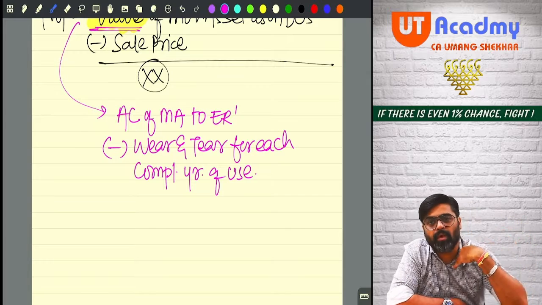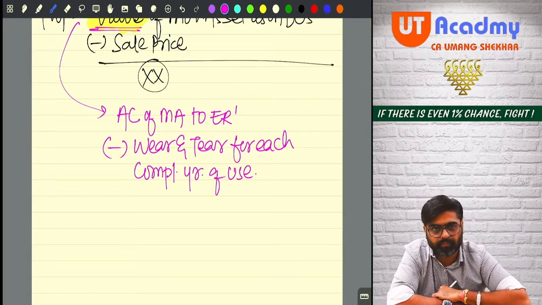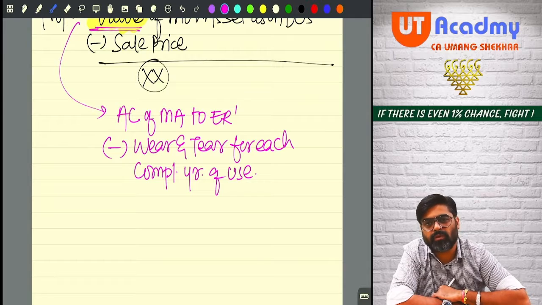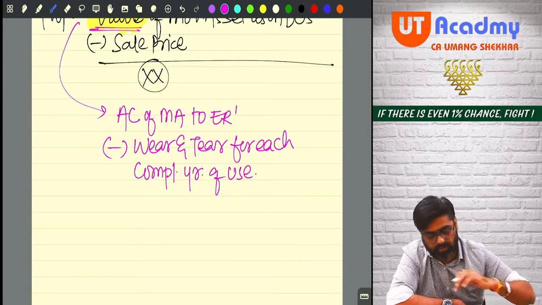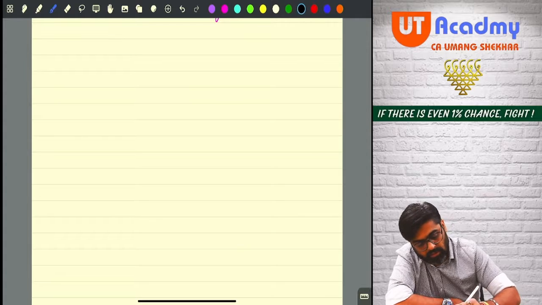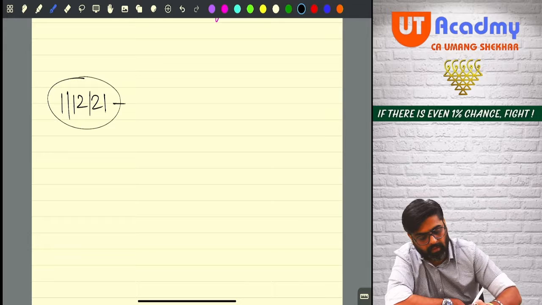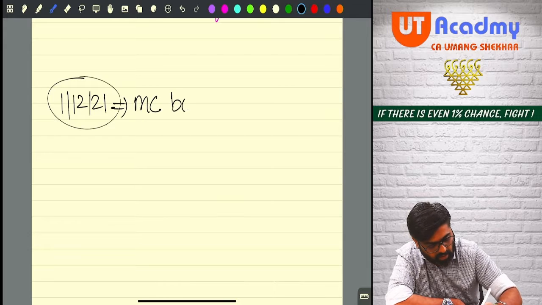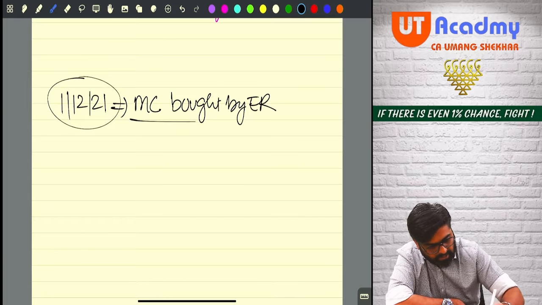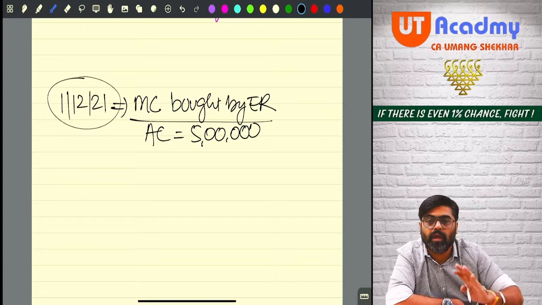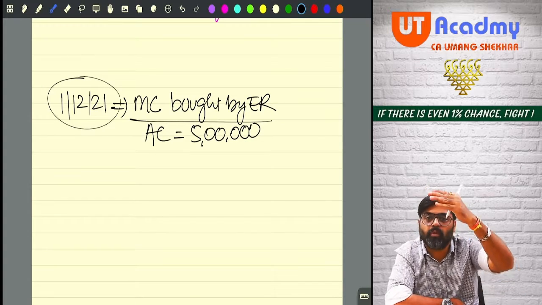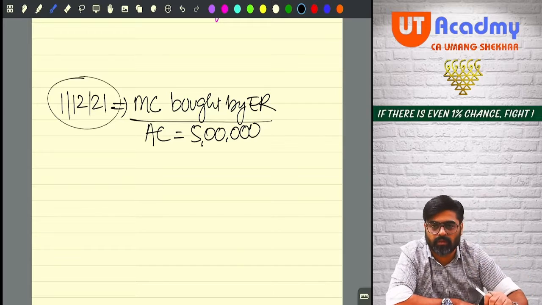So for example, the employer is buying a car, motor car, and that motor car is bought on 1st of December 2021. When the motor car was bought, friends? 1st of December 2021, this motor car was bought by the employer, and as on this date, the actual cost of the motor car was 5 lakh rupees. Possible? Not possible.